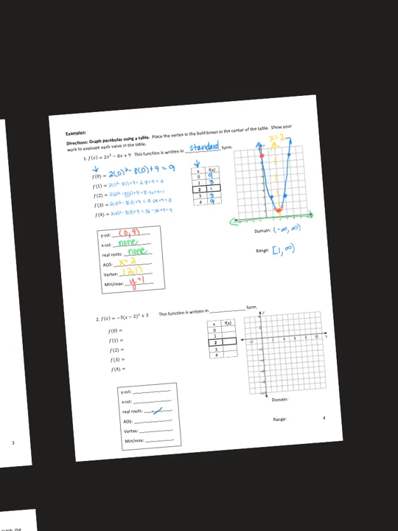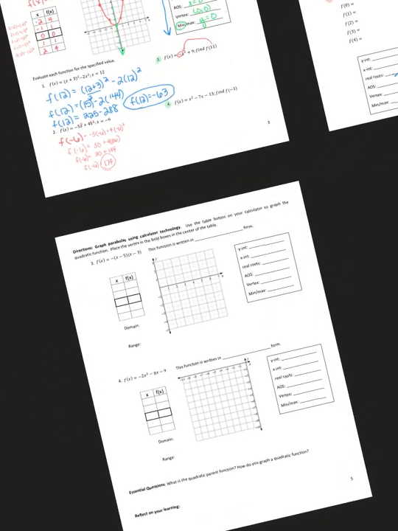Okay, so that is using a table to graph a quadratic. So you are going to work through number 2. And then for the rest of this lesson, we're going to do it on another video. So the rest of this lesson is going to graph parabolas using calculator technology. So you can see that on a separate video.